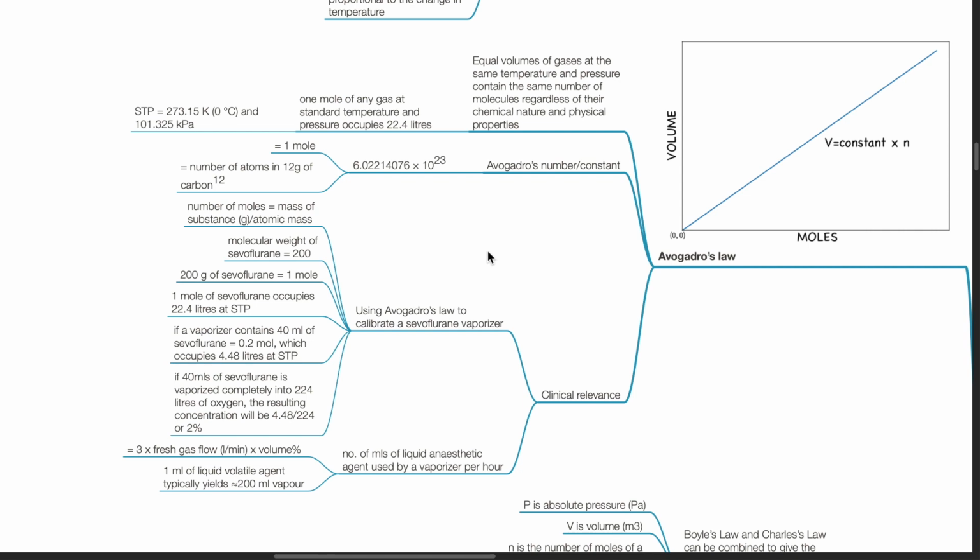The number of mL of liquid anesthetic agent used by a vaporizer per hour equals 3 times fresh gas flow in liters per minute times volumes %. 1 ml of liquid volatile agent typically yields 200 ml of vapor.